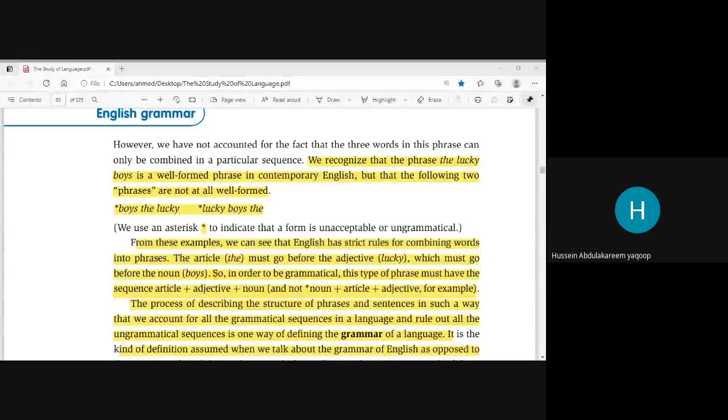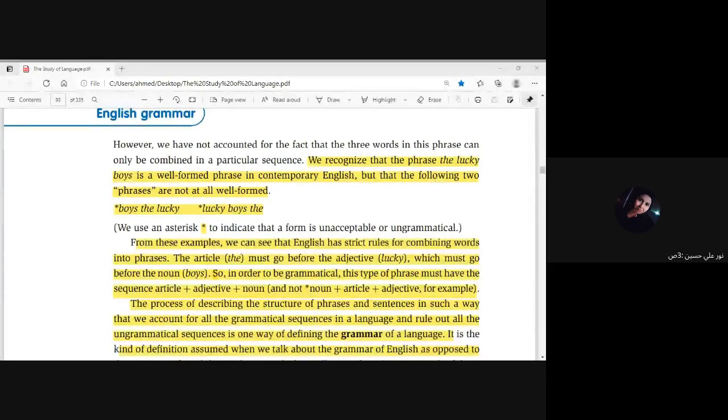I may go now to Sabah Iman. Yes, please, any idea? English grammar is the process of describing the structure of phrases and sentences in such a way as to account for the grammatical sequences in a language and the rules of the language. This is okay. Sabah Imad Hashim, I guess. Good. We may go now to Noor Al Hussein. Yes, your idea, please? We can refer to grammar as the process of describing the structure in a language and ruling out all the ungrammatical sequences.